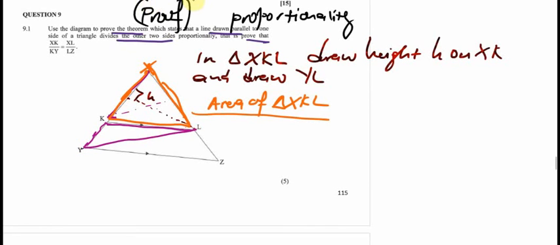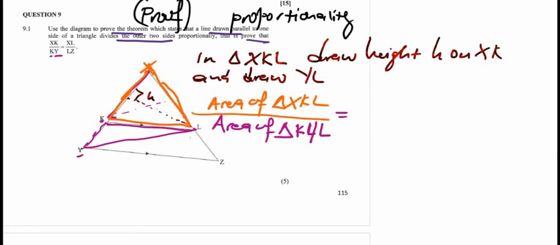Triangle. So all over the area of triangle KYL. You can see it's KYL. Okay, so this is equal to, let's look at my orange triangle.